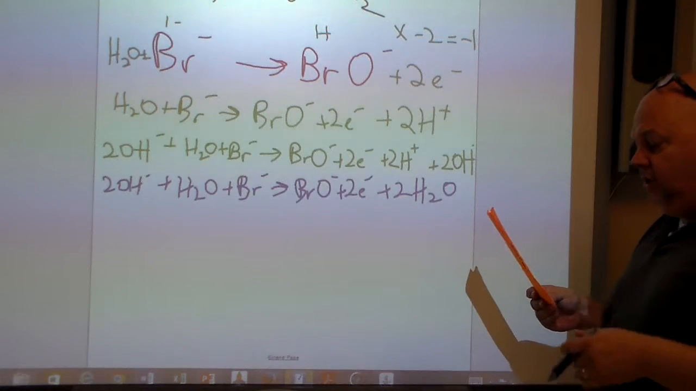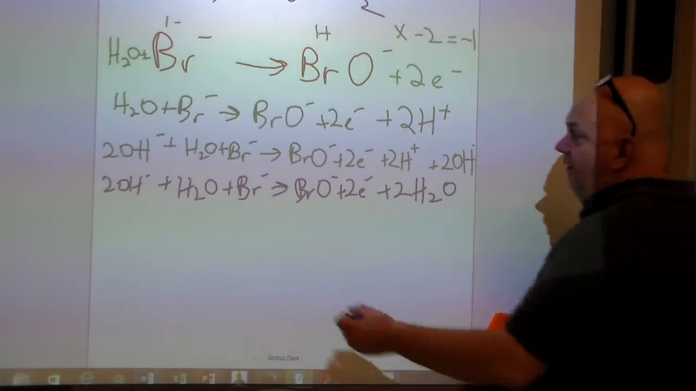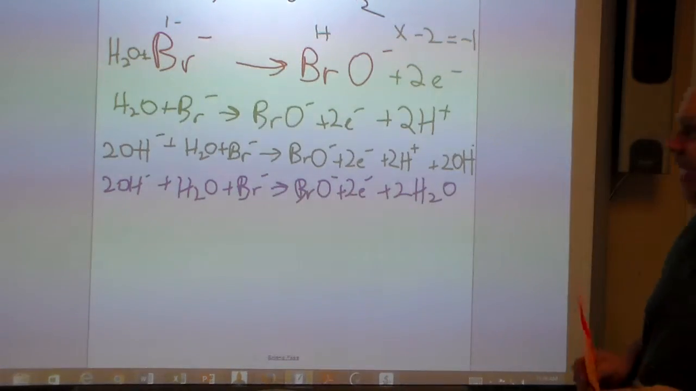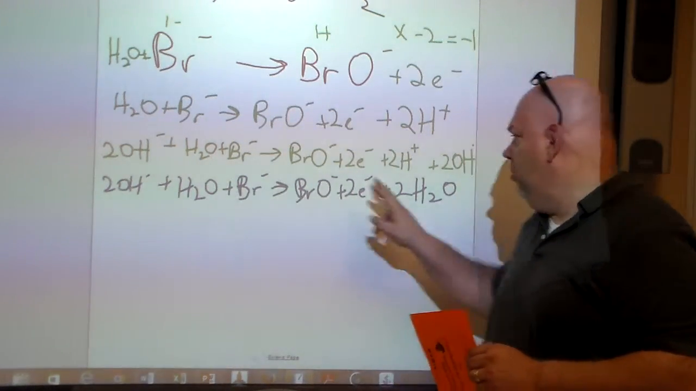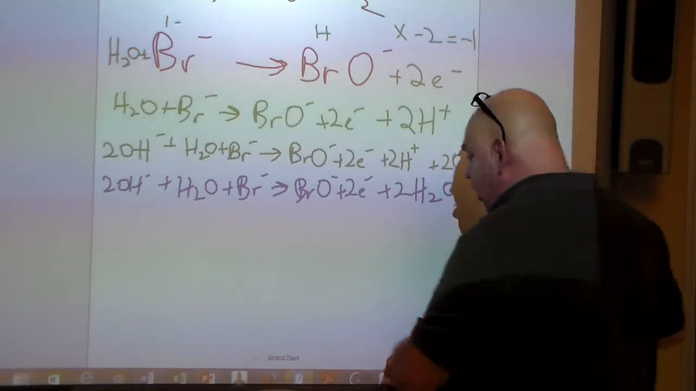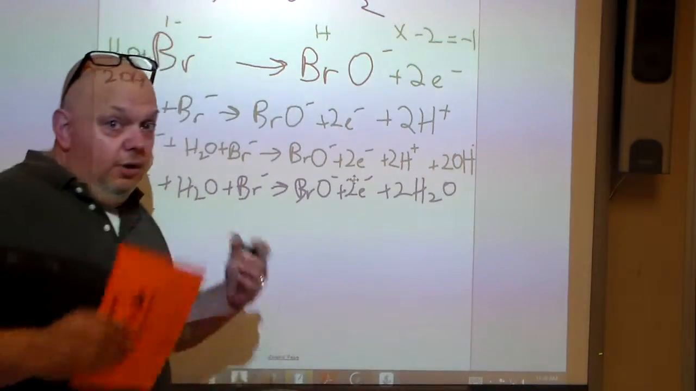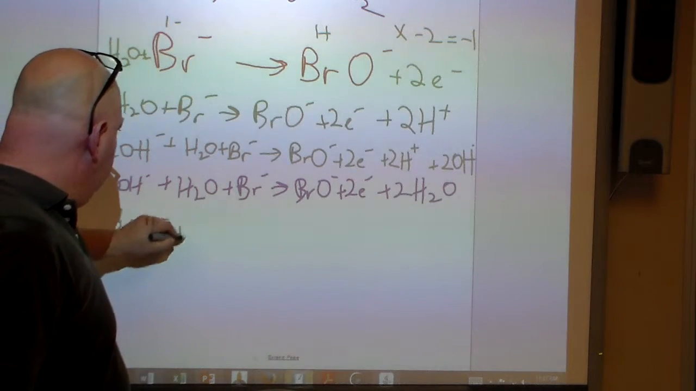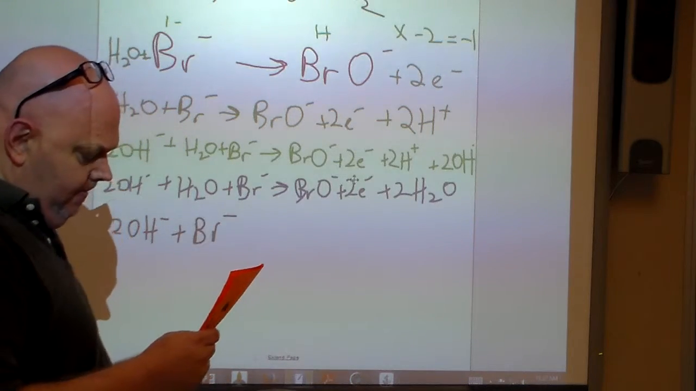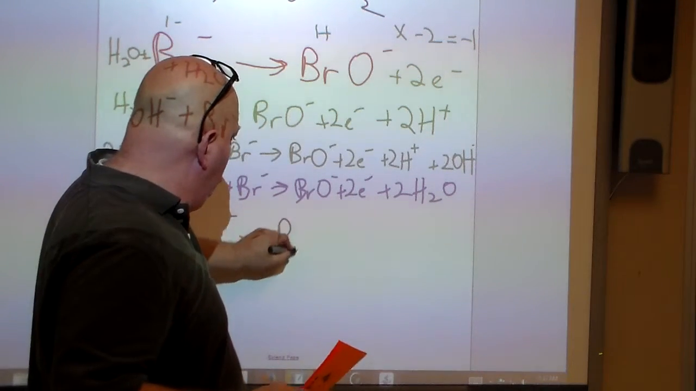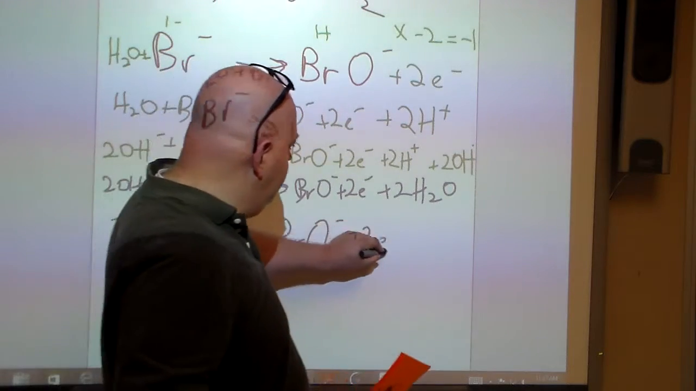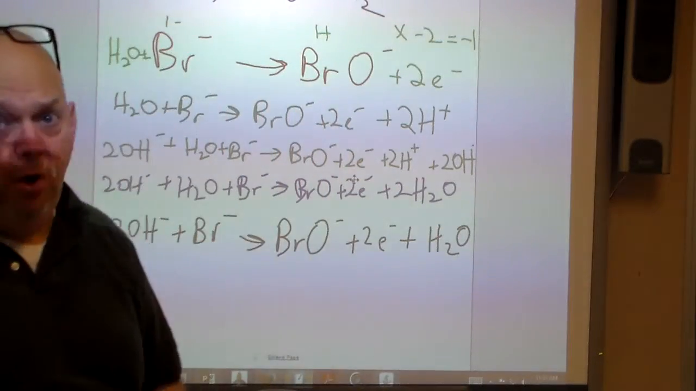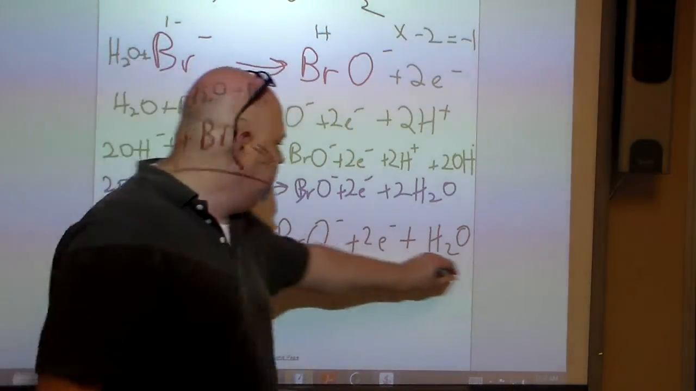So now, if we look at the whole thing, you may notice we have a water on this side and two waters on this side. That means this will cancel out with one of these. So what's going to be our final balanced half reaction? We have 2OH minus plus Br minus gets us our BrO minus ion plus 2 electrons plus H2O. So that's the balanced part, ladies and gentlemen, for our first half reaction.